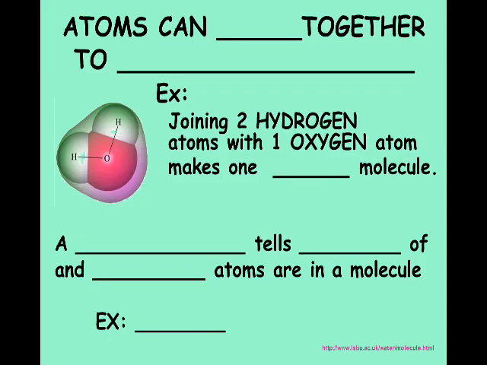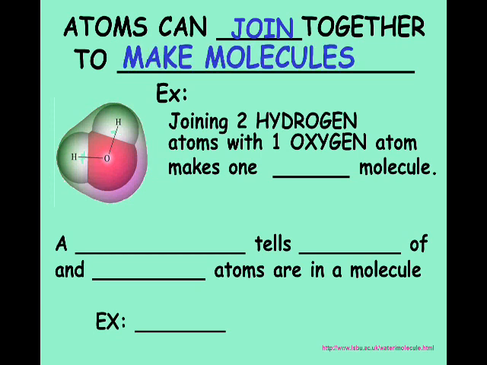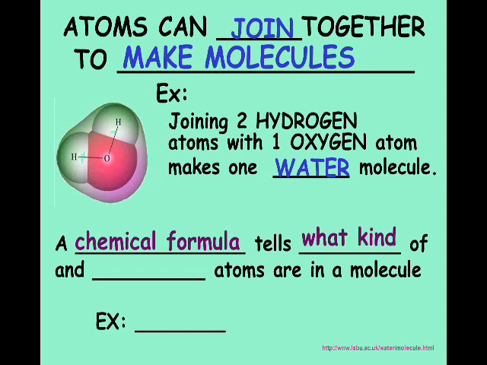So we talked a little bit about atoms, and now we're going to take those atoms and join them together to make bigger molecules. Molecules are made by joining atoms together. So for example, if I take 2 hydrogens and 1 oxygen atom, I can join them together to make a water molecule. The chemical formula for water tells us what kind and how many of those atoms are in the molecule. So the chemical formula for water is H2O. I know you've heard that before.